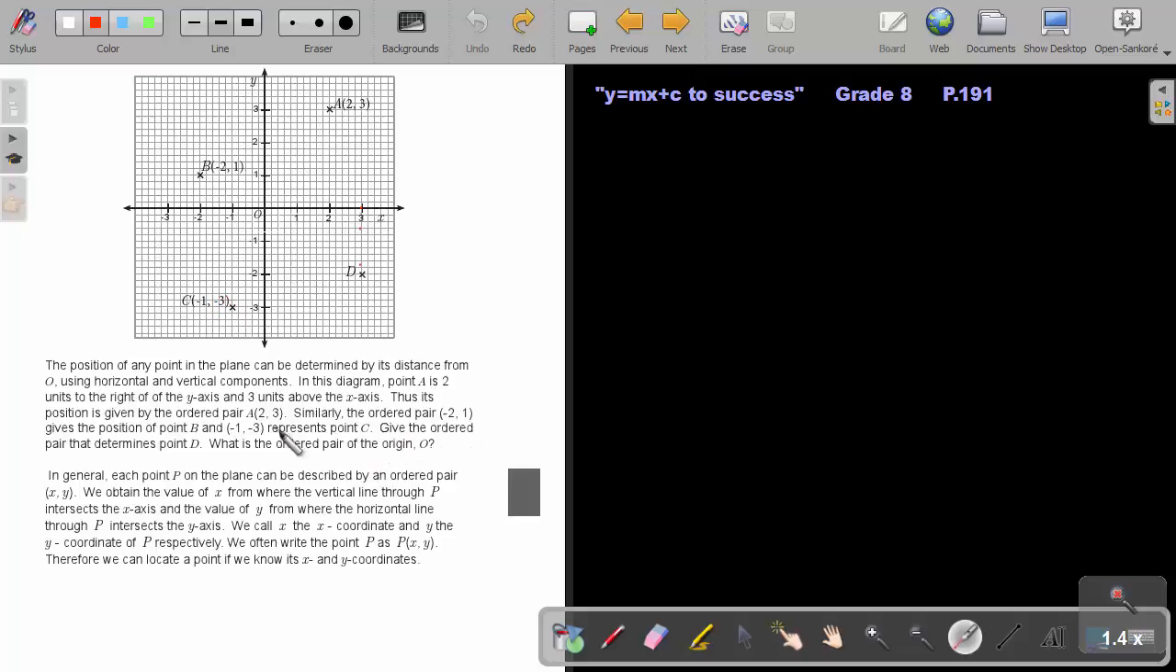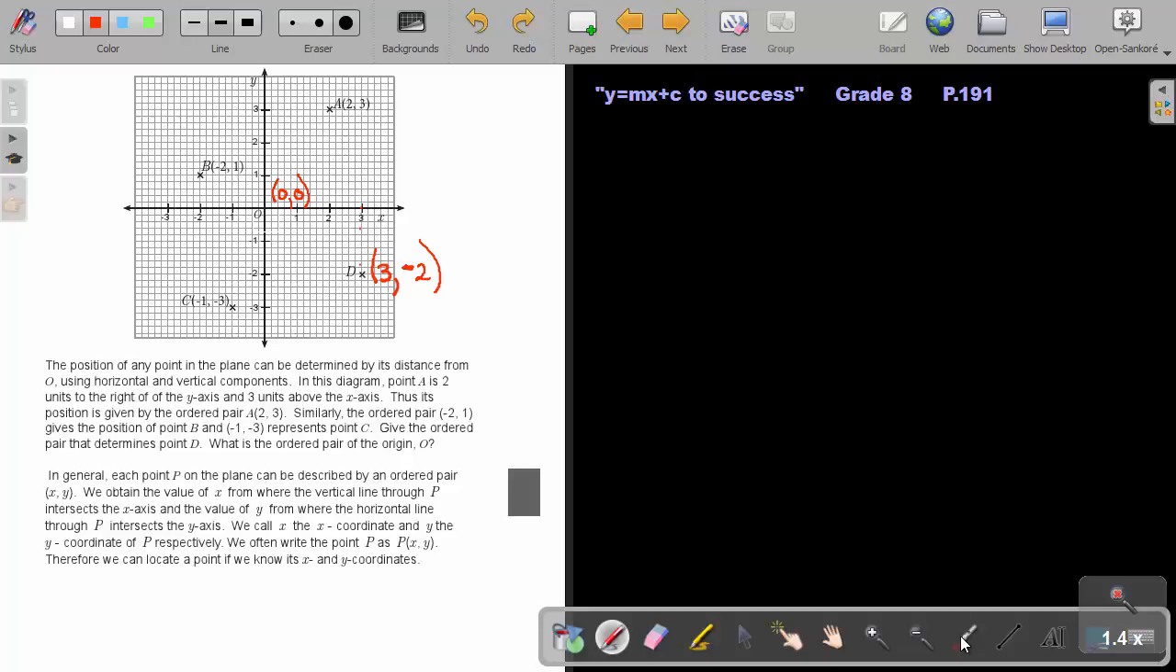Okay, given the ordered pair that determines point D, if we look at D, go to the x-axis, so the value of D will be 3, and make a comma, and then go to the y-axis, and that will be -2. That's the ordered pair of D. What's the ordered pair of O? That's the origin. So this will be (0, 0), and I close the bracket.